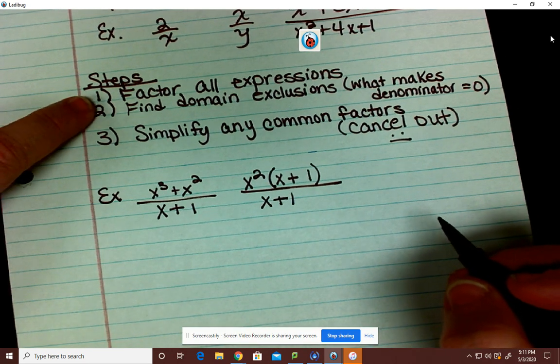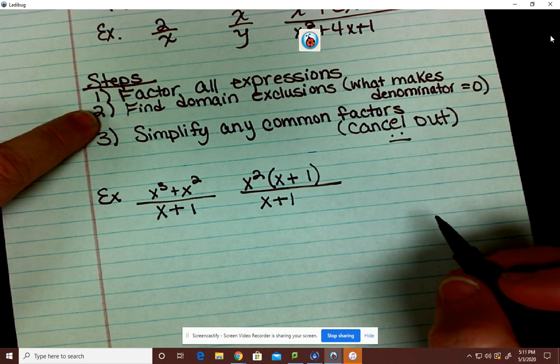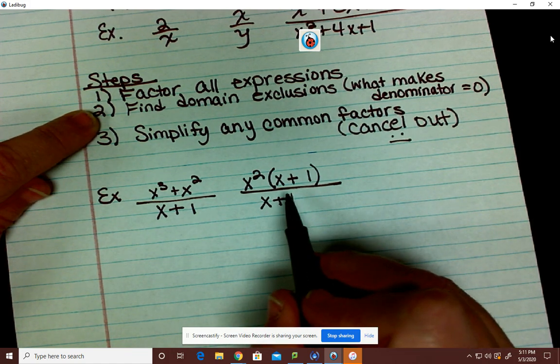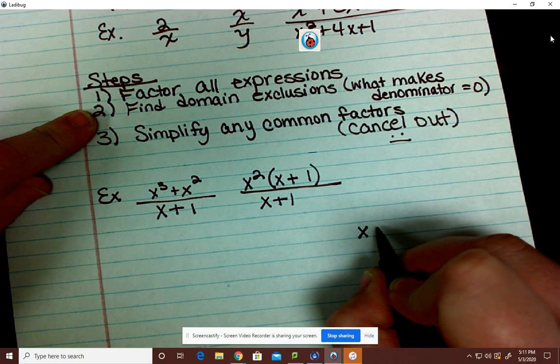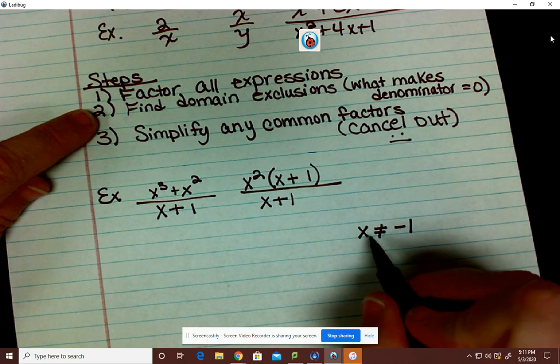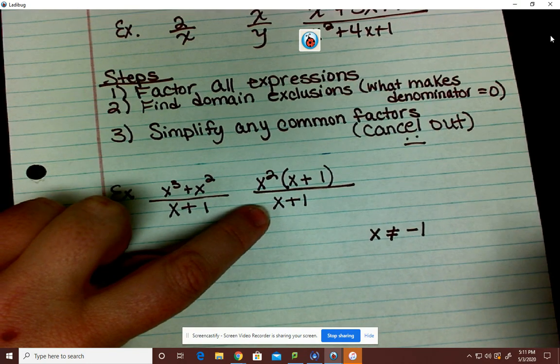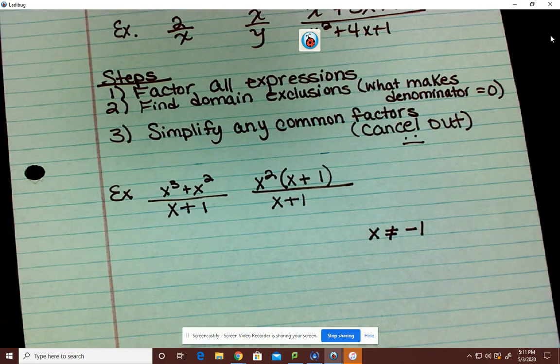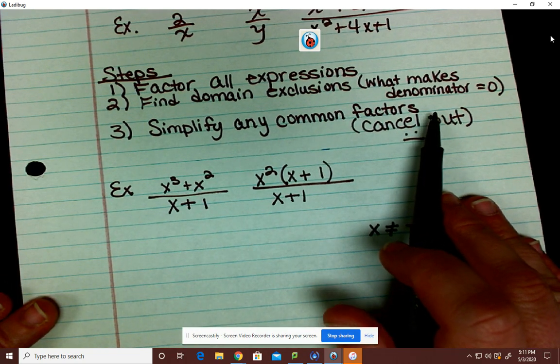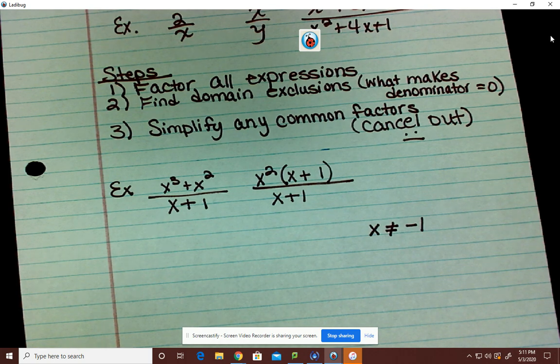That's step 1. Step 2 is to find domain exclusions. What's going to make this denominator equal to 0? Well, -1 will make that equal to 0. So down here where I'm going to put my final answer, I'm going to write my domain exclusion: that x can't be -1, because if x is -1, then this is undefined and I can't do anything with it. Anything else will be fine. Then I'm going to simplify any common factors. That means expressions, or things that are put together with addition and subtraction that are the exact same.